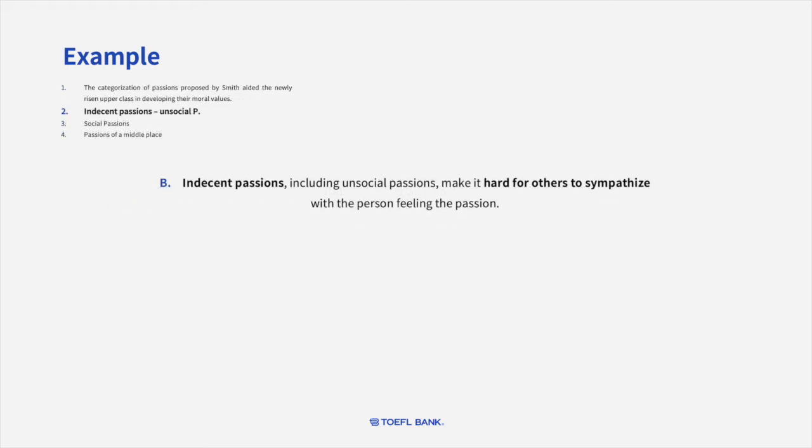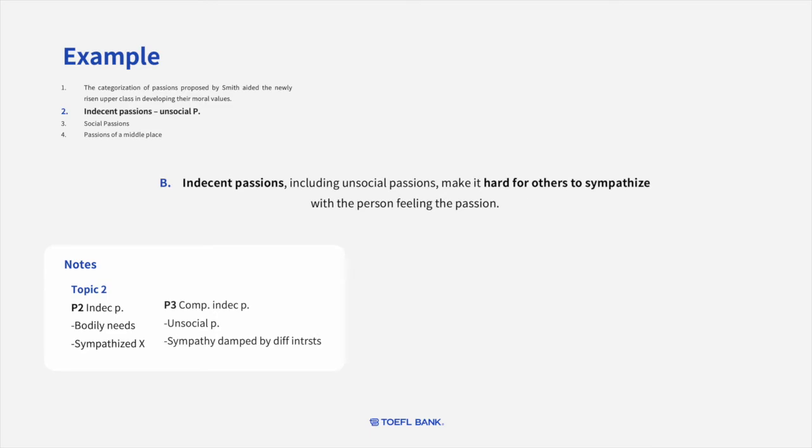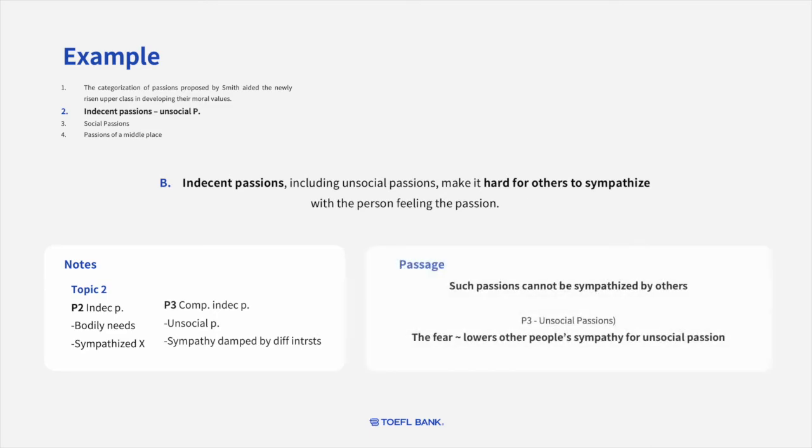Indecent passions, including unsocial passions, make it hard for others to sympathize with the person feeling the passion. B is about subtopic 2, indecent passions. The choice matches the notes and also matches the passage where it says, such passions cannot be sympathized by others, and the 3rd paragraph, the fear lowers other people's sympathy for unsocial passion. Hence, B is a correct answer choice.